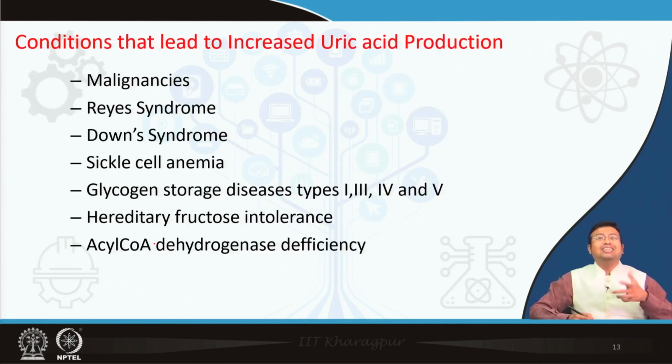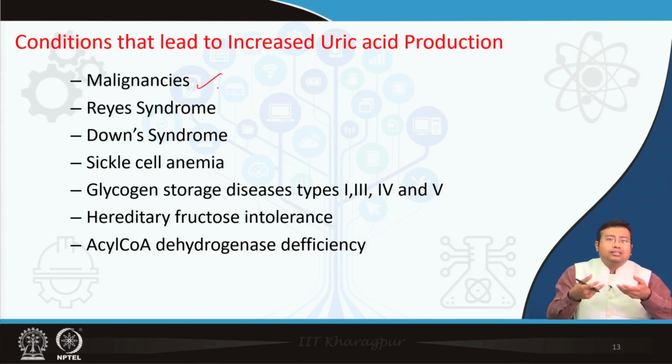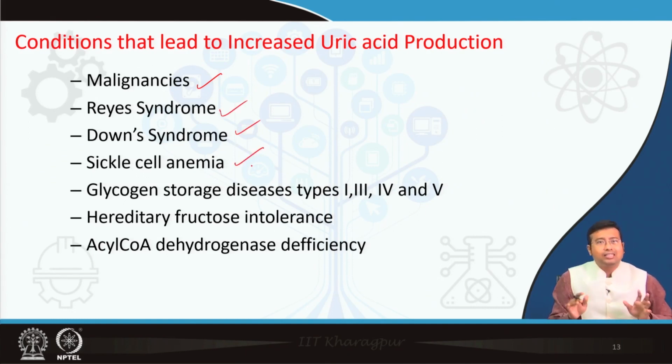Next, what are the disease conditions that lead to increased uric acid production? Malignancy. Why? Malignancy increases more and more cancer cell production, and cancer cells degrade, the nucleus degrades, and then excess purine leads to increased uric acid production. Reye's syndrome, Down syndrome, sickle cell anemia are all associated with increased cell turnover. We will be discussing glycogen storage disease type 1 later.